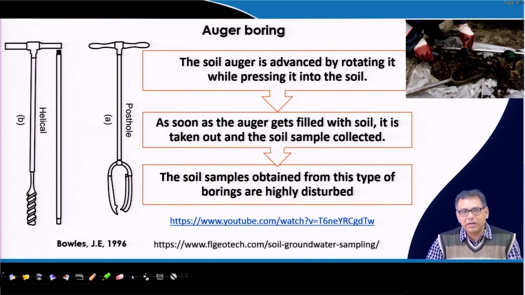When the auger is filled with soil, then you have to remove it from the soil and then we collect those soil samples. And definitely, the way we are collecting the soil sample, the soil we are collecting is a very disturbed sample.